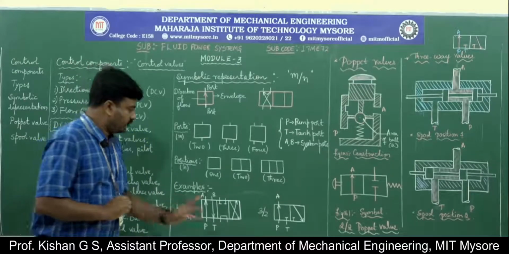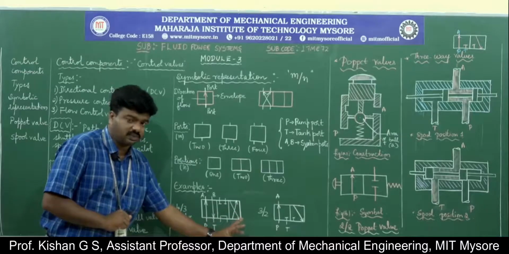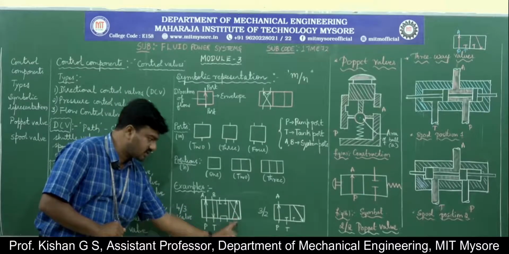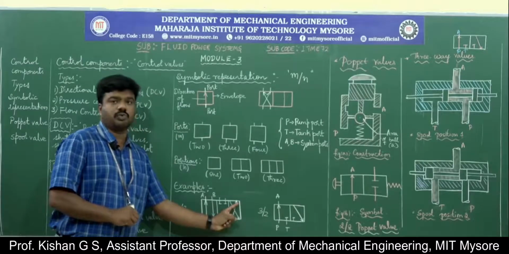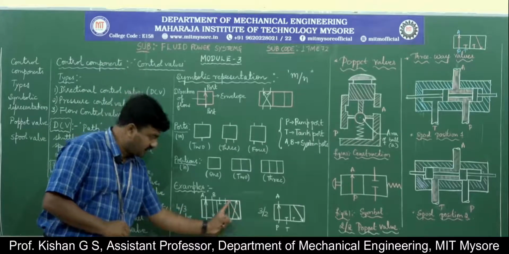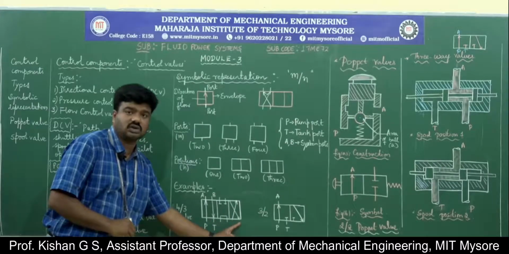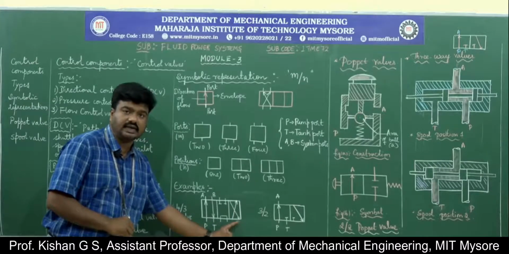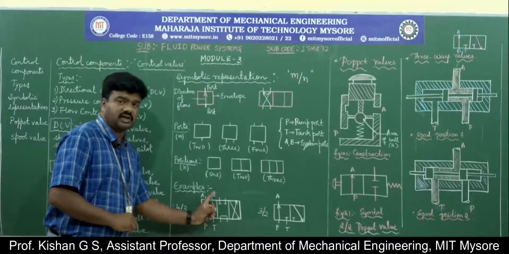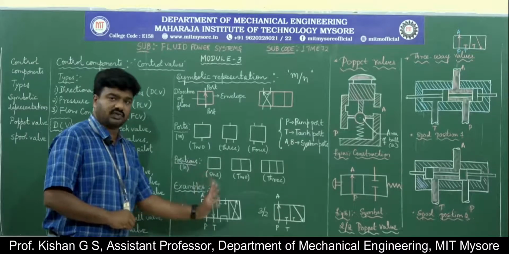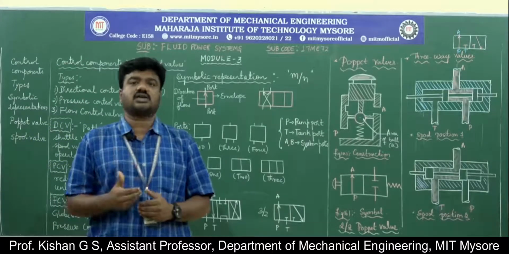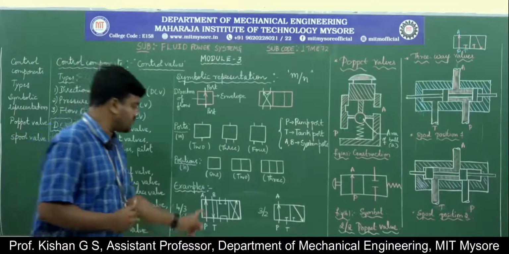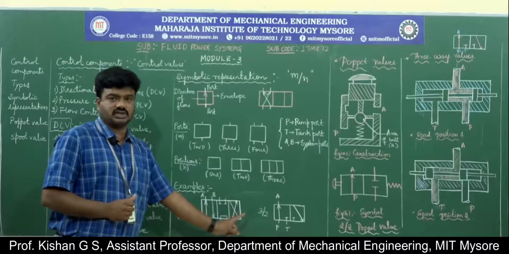Moving on to the third stage, you can observe here, this is P, this is T, this is A, this is B. From P, there is a flow to port B. Similarly, from A, there is a supply to tank port T. So, whatever we represent here, P, T, A, B, is fixed. However, the stages in which the direction of flow of fluid is accomplished, that is what we represent in the different number of stages.